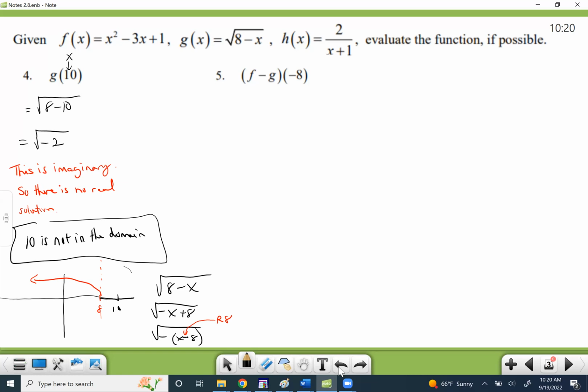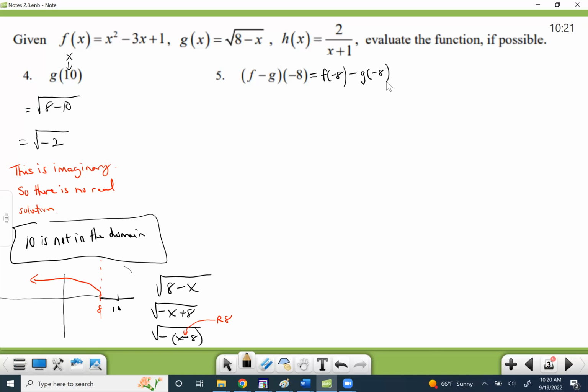All right, moving on to new stuff now. So this isn't just us substituting in, this is us now doing algebra on the functions, okay? So remember what this means. This is the first page I talked about. This is the shorthand way of writing f of negative 8 minus g of negative 8. Okay, so you have to know that that's what that means. That's going to be something that you're going to have to know.